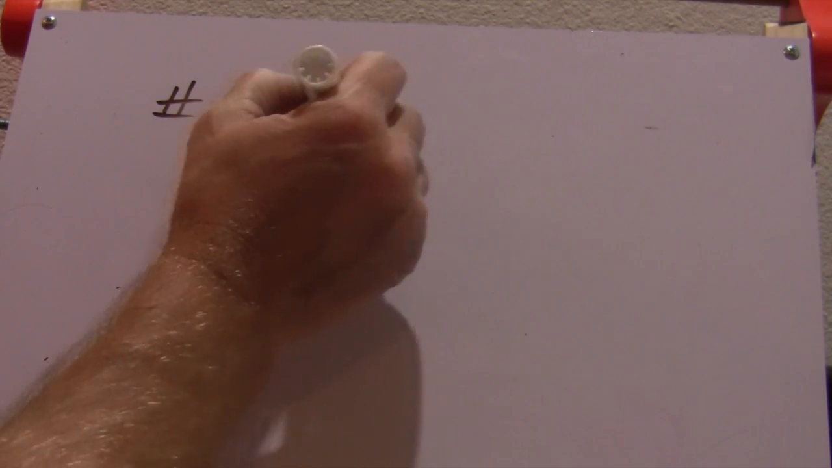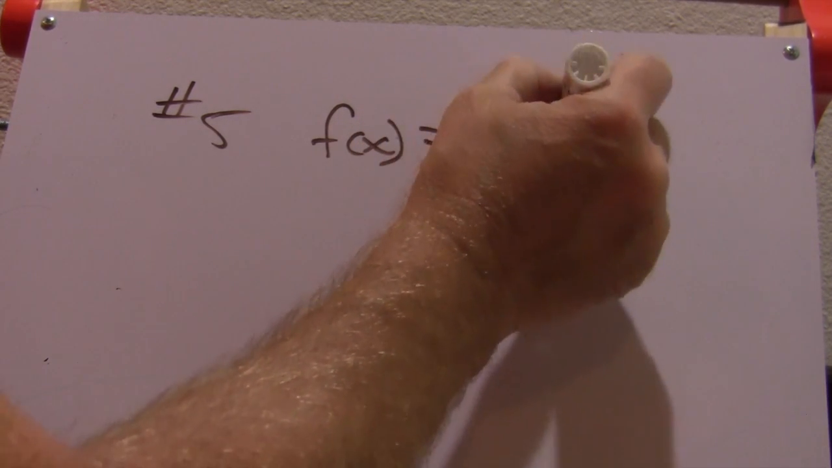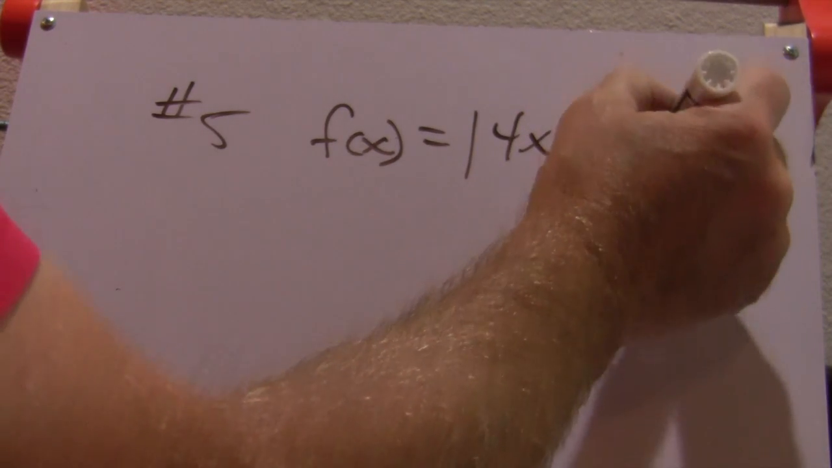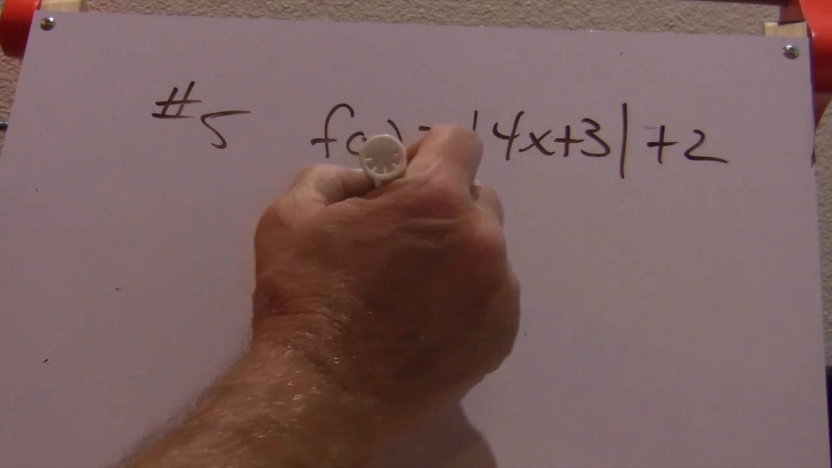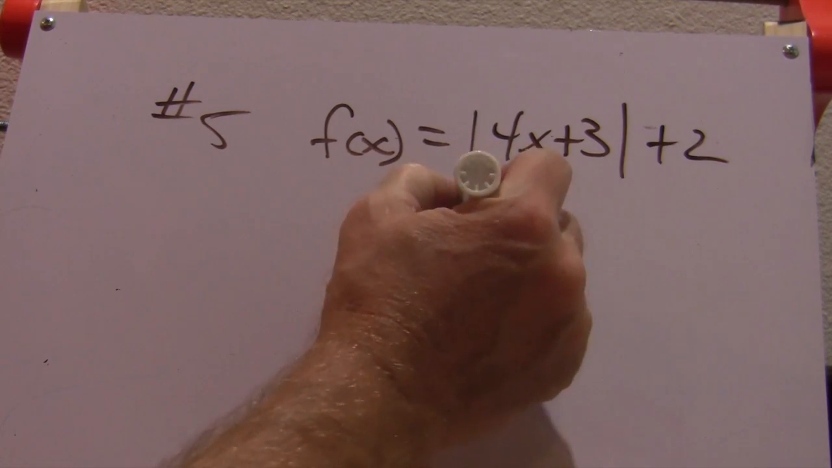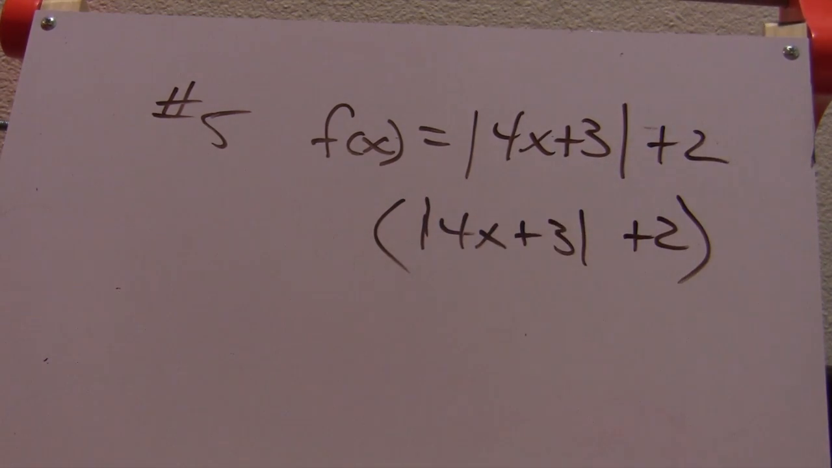Number 5. It says write a function g whose graph represents the indicated transformation of the graph of f. The equation f of x, so again we write down our starting point, the absolute value of 4x plus 3 plus 2, is translated 2 units down. Well, down is vertical, and remember vertical affects the whole thing, so I just put in parentheses the whole function, and then when it's vertical it is what it says it is, so 2 units down would be a minus 2, and then we simplify.